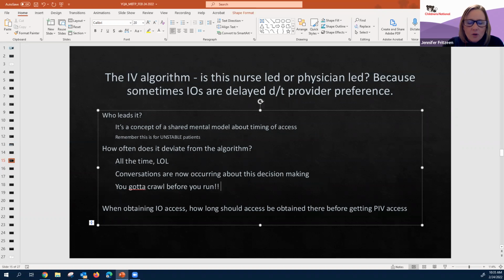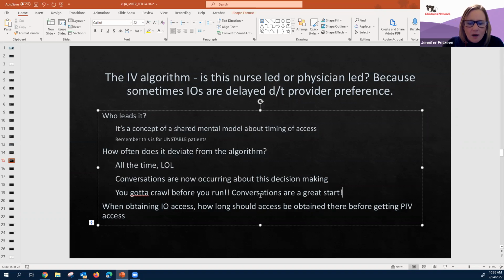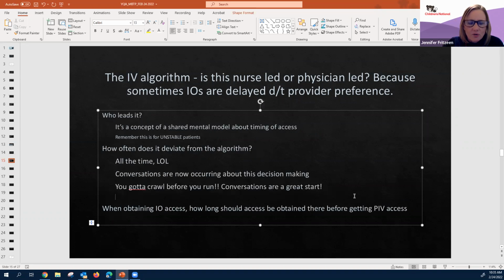It's also giving teams who are trying to get peripheral access permission to say, "Hey, I'm not able to get this. Can we go to the IO?" So it's definitely a great conversation starter to do the right thing for each unique patient.